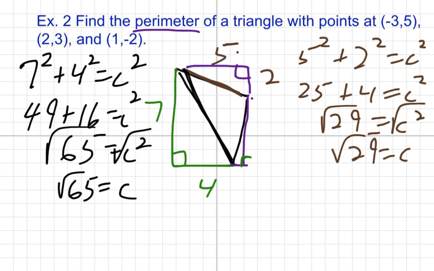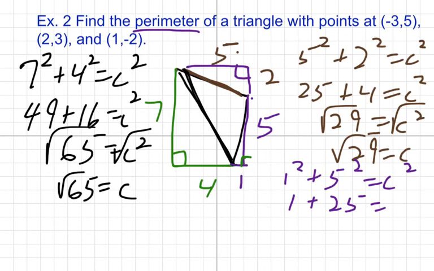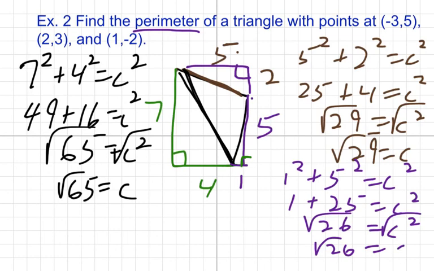So bear with my picture there, but it's only 1 unit across, and it's 1, 2, 3, 4, 5 units up. And those are my legs, so I'm going to do 1 squared plus 5 squared equals c squared. So 1 squared is 1, 5 squared is 25. Add them up, we get 26. And the inverse of squaring is square root. So the square root of 26 is my c.